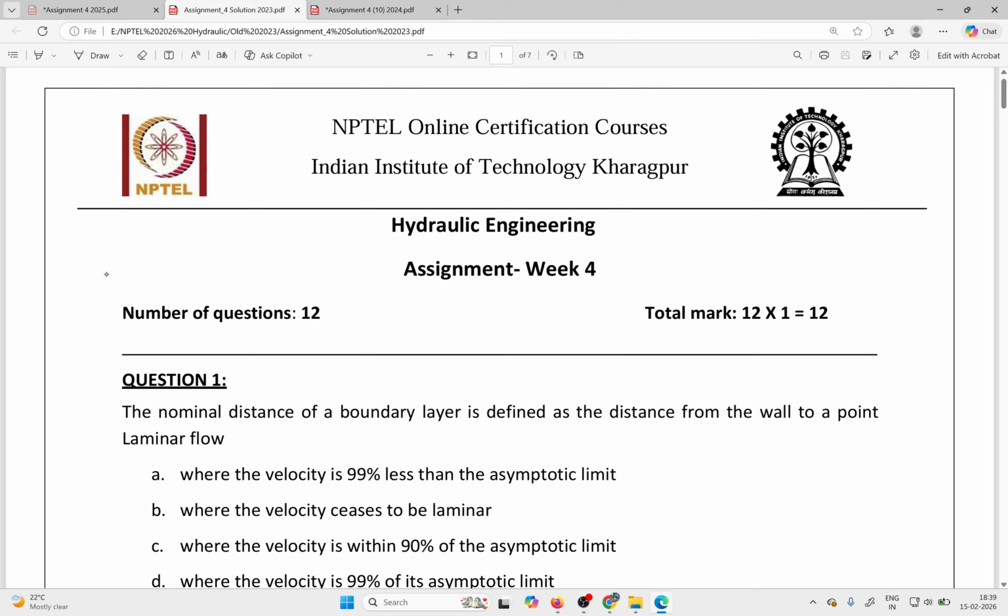Okay, so for question one: the nominal distance of a boundary layer is defined as the distance from the wall to a point where the velocity is 99% less than the asymptotic limit, where the velocity ceases to be laminar, where the velocity is within 90% of the asymptotic limit, where the velocity is 99% of its asymptotic limit. So which option is correct for question number 1?